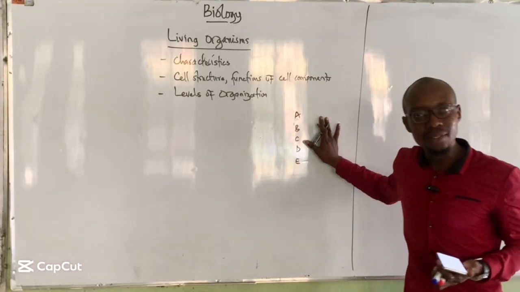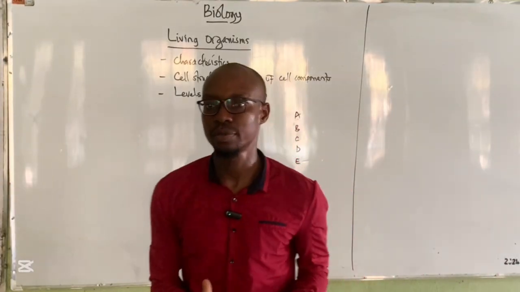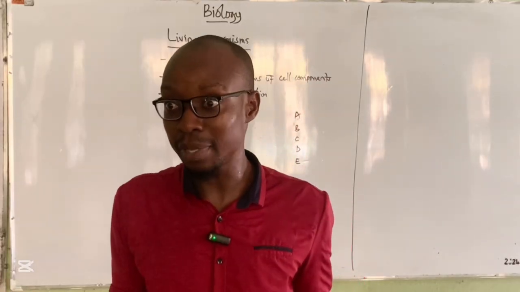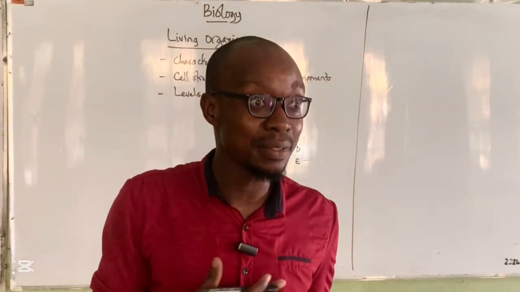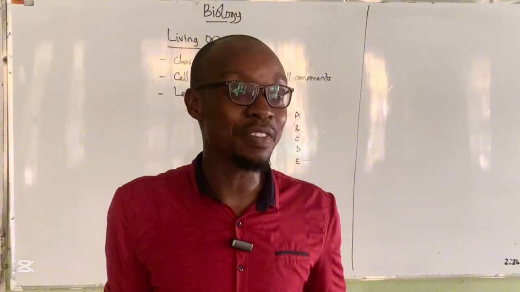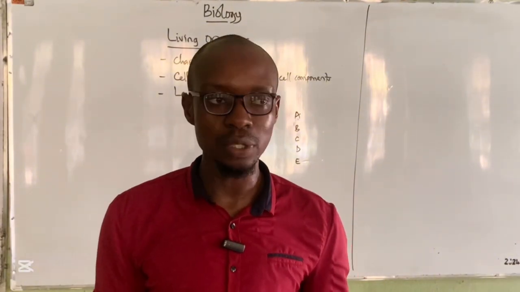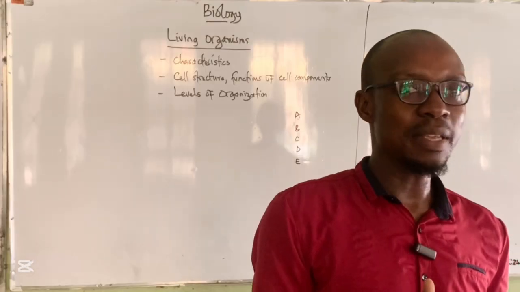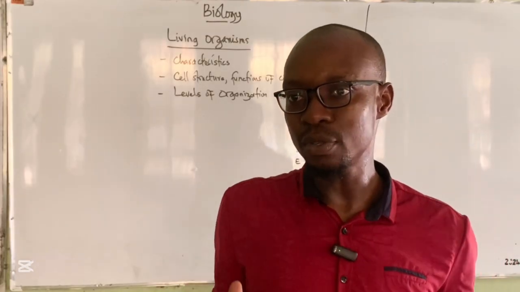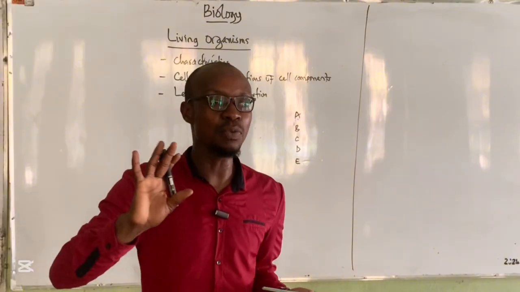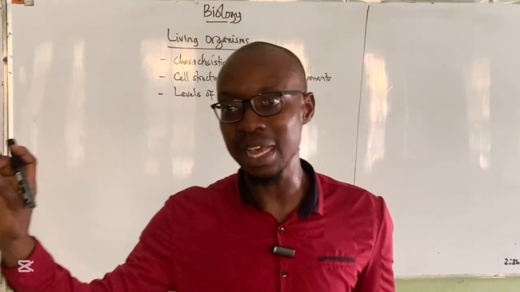JAMB Biology class has 5 sections, all right? An ideal biology textbook will have about 40-something chapters. It will have 42 chapters, it will have 33, it will have 35. But according to the Joint Admission Matriculations Board, they simply analyze the JAMB syllabus into 5 sections, denoted with the alphabet A, B, C, D, and what?